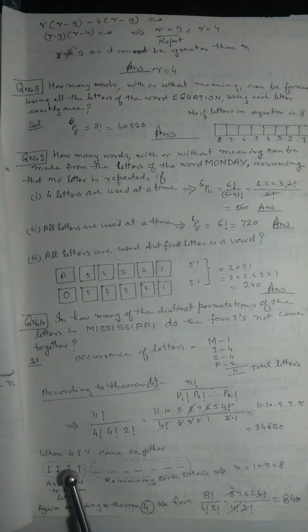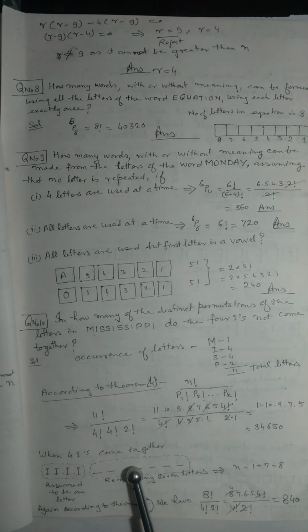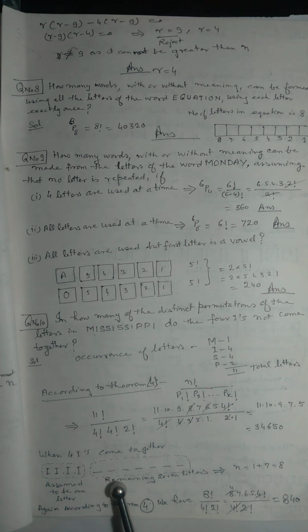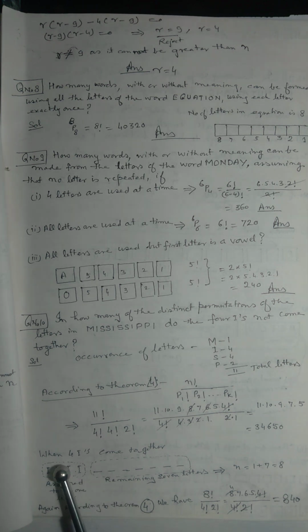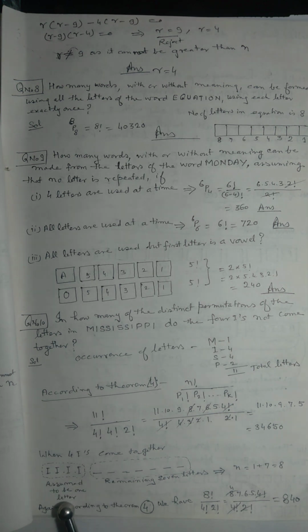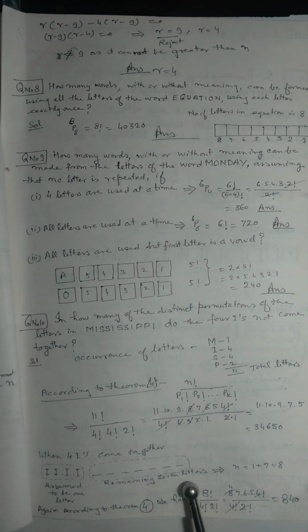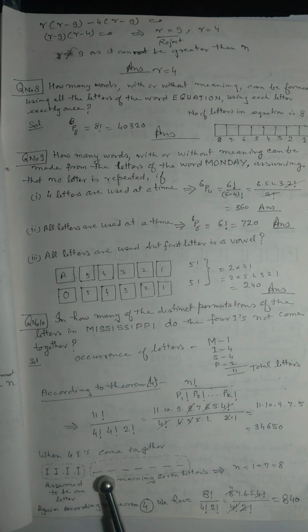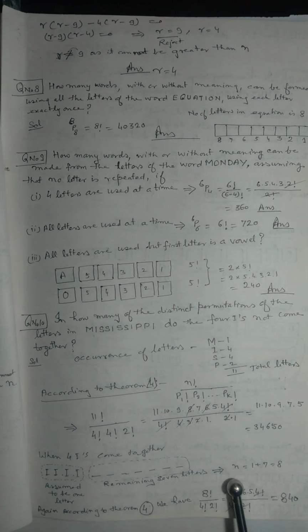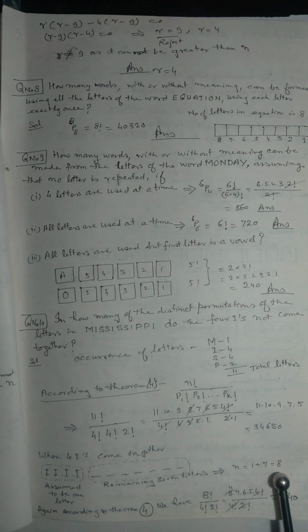हम लेकर चलते हैं कि 4 eyes come together का permutation कितना होगा, arrangement कितना होगा. So 4 eyes have been placed here and it has been considered as 1 letter. Remaining 7 letters will be placed inside the 7 places. So here total n will be equal to 1 plus 7, that is equal to 8.